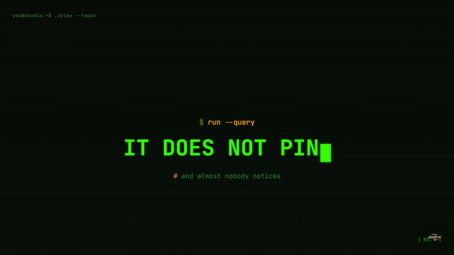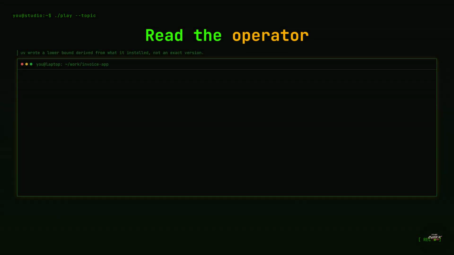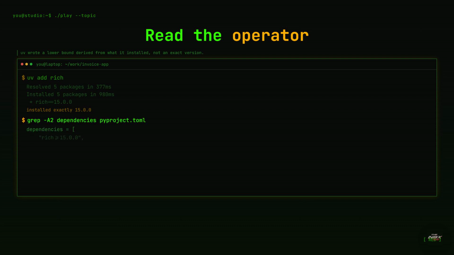Everyone thinks uv add pins the version. It does not. Here's what really happens. I asked for rich, and uv wrote rich >= 15.0.0. Read the operator carefully. Not equals, greater than or equal to. So that line is a floor rather than a pin, which raises an obvious question. If pyproject.toml doesn't pin the version, what does?